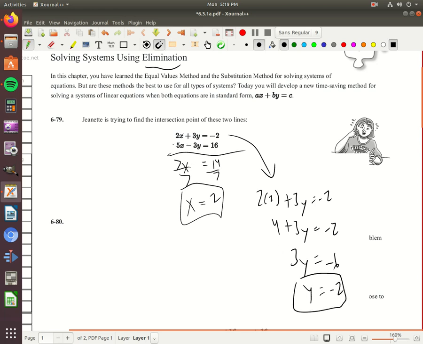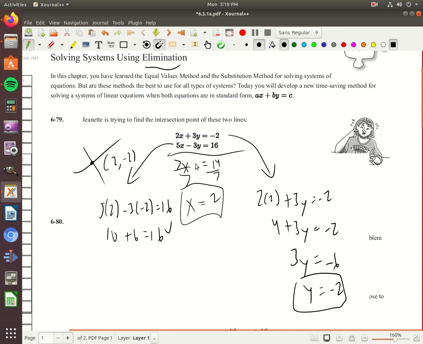And now I'm going to grab the other one, and I am going to plug in 2 and negative 2 just to make sure that it works. So 5 times 2 minus 3 times negative 2 equals 16, and 10 plus 6 equals 16. So, hey, these two lines cross at one point, and that point is 2, negative 2. And that, again, is known as elimination. What we're going to find is you can actually multiply the lines before you add them. So there are some really neat things that you can do with elimination.